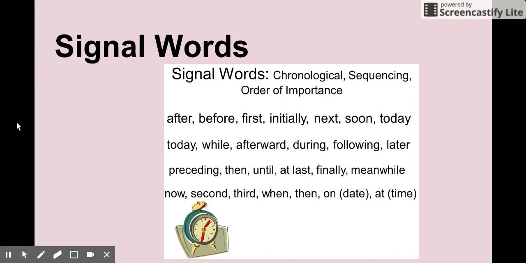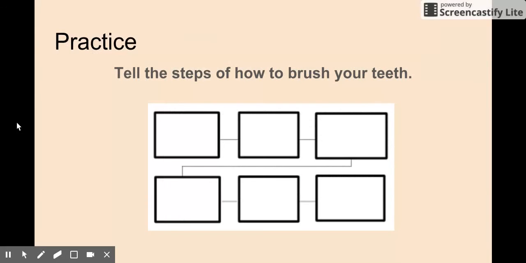Remember the activity that we did in class about the Olympics when they gave us those dates or those years. Remember, dates, years, times, those are sequential order. Those are chronological order. Those let us know that we are about to list some events in order. Let's practice chronological or sequencing. Tell me the steps of how to brush your teeth. What are the steps that you're going to take to brush your teeth?